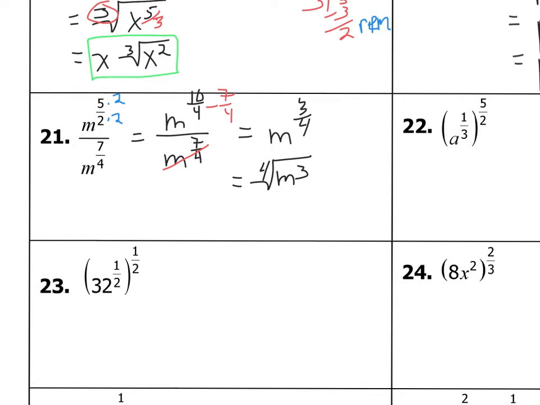How did I get that? Remember, if you cover this up, that becomes our index, so there's our index. If I cover that up, you can see m to the 3rd should be underneath as your radicand. And so this is our final answer.